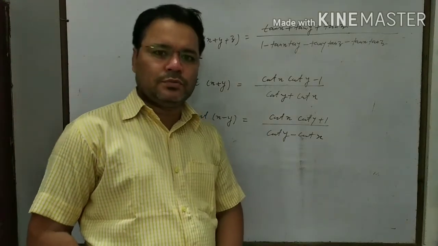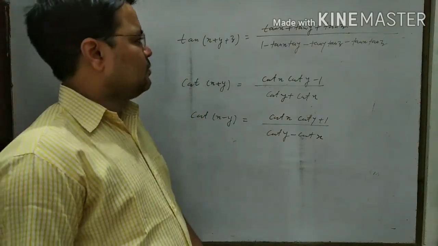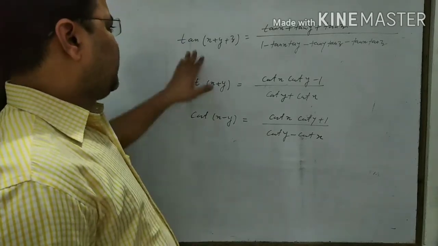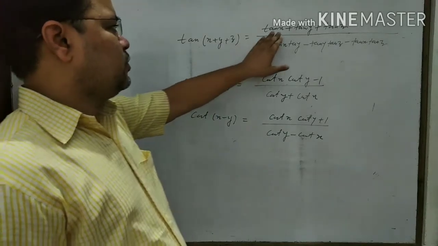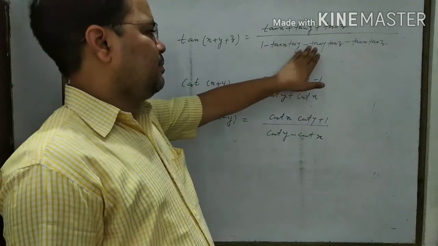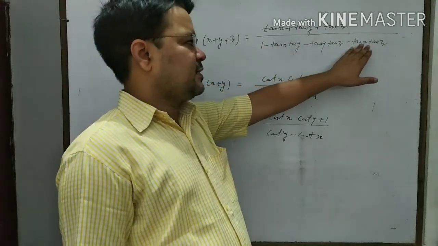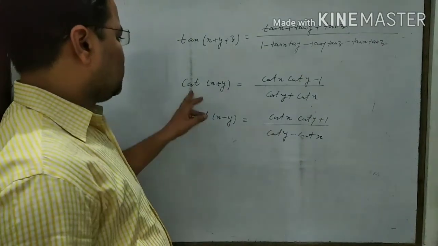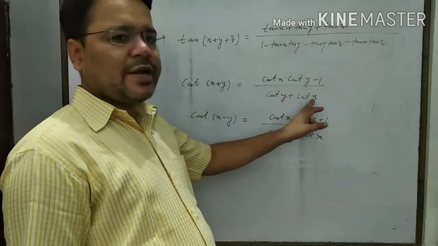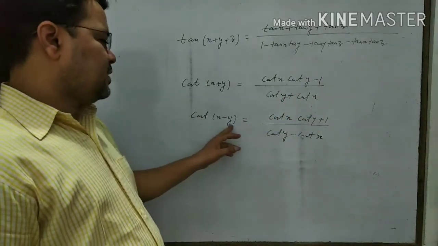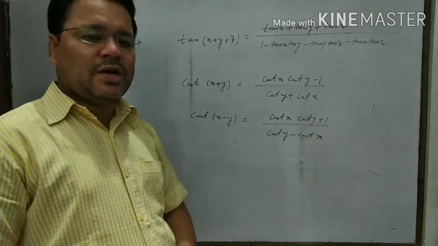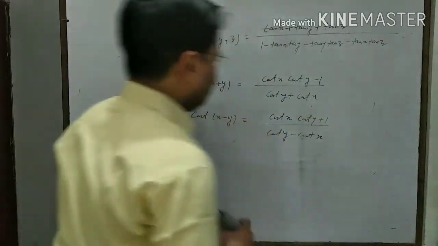Now let us prove some more formulas related to exercise 3.5. One of them is tan of x plus y plus z is equal to tan x plus tan y plus tan z minus tan x tan y tan z upon 1 minus tan x tan y minus tan y tan z minus tan x tan z. Similarly, cot of x plus y is equal to cot x cot y minus 1 upon cot y plus cot x. And cot of x minus y is equal to cot x cot y plus 1 upon cot y minus cot x.